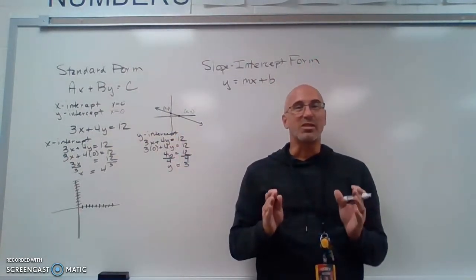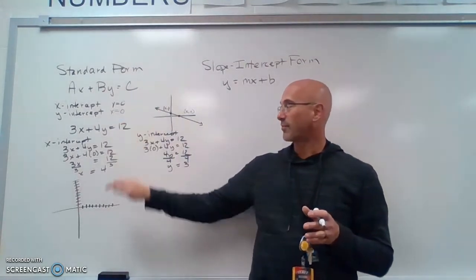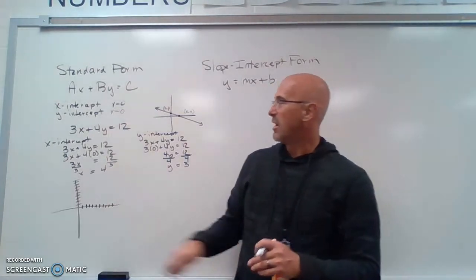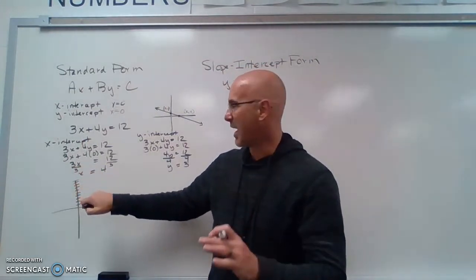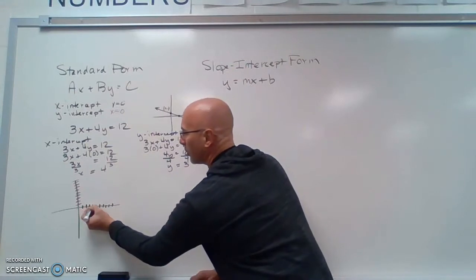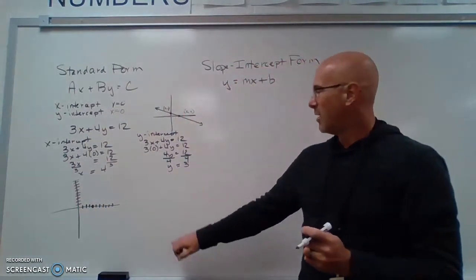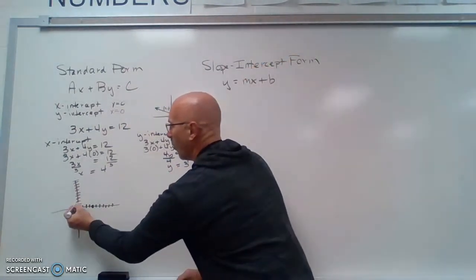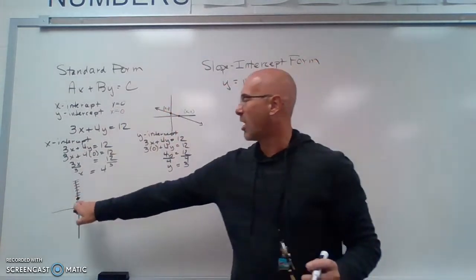We can use these two pieces of information to graph this equation. So I drew a coordinate plane with two axes here. So x-intercept, where does it cross the x-axis? That is at x equals 4. 1, 2, 3, 4. Where does it cross the y-axis? At y equals 3. 1, 2, 3. So here are 2 points.